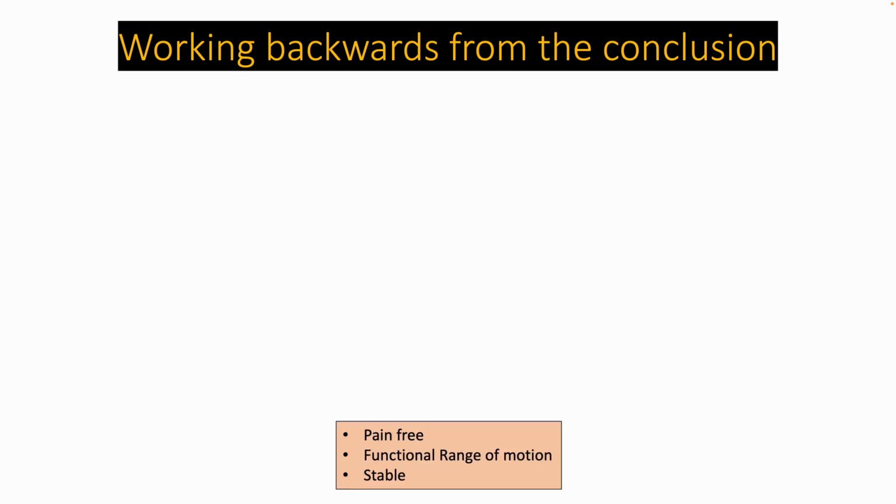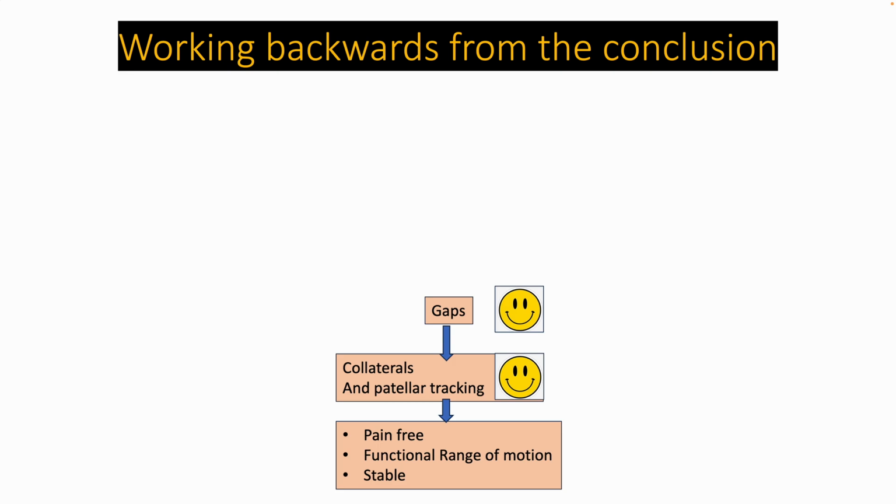So to understand why we do what we do in knee replacements, we need to work backwards from the conclusion. The conclusion, of course, is that we want the patient to have a pain-free knee replacement that has a functional range of motion and is stable through that full range of motion. But to achieve that, we have to have the collaterals be happy and the patella tracking should be appropriate. This in turn depends on the gaps between the femur and the tibia.